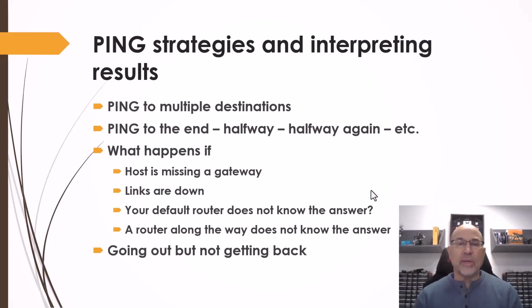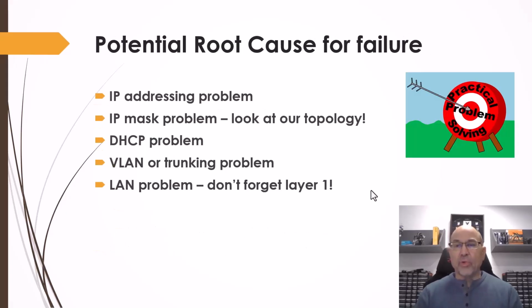What happens if you try to ping something and the problem is not in the outbound path, but rather in the return? In other words, the routers don't know how to get back to you. These are different problems. Now, the book talks about several root causes for failure: an IP addressing problem, an IP mask problem.